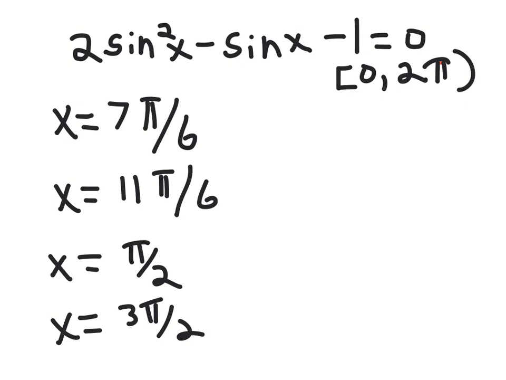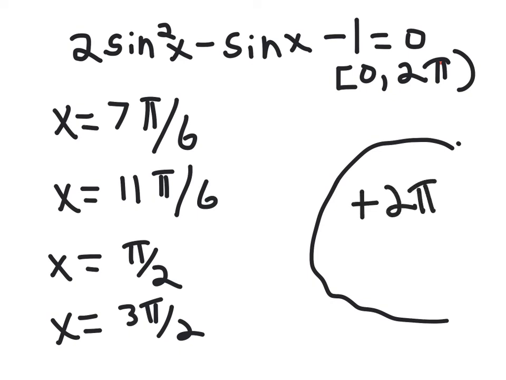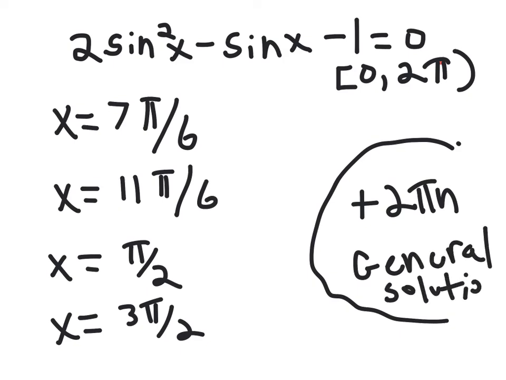Now, if we didn't have our specified interval and wanted all our solutions, all infinity, our general solution would simply be adding, so I'm going to segment this off, we would add 2 pi n to each one of these answers to get to our general solutions.